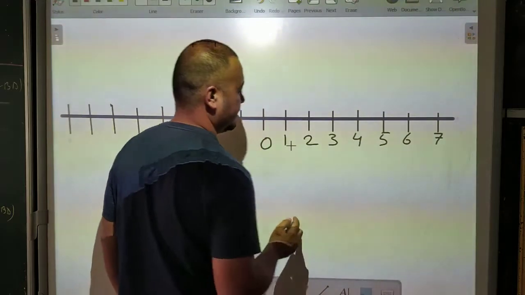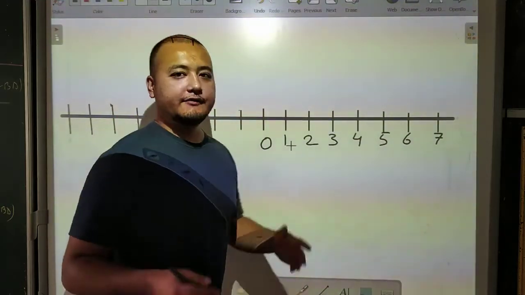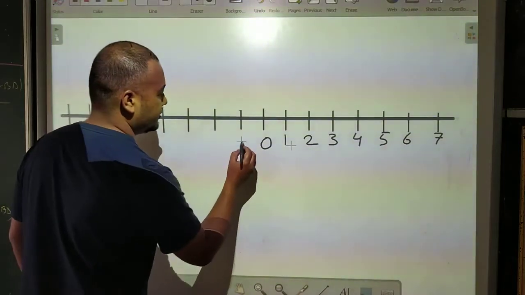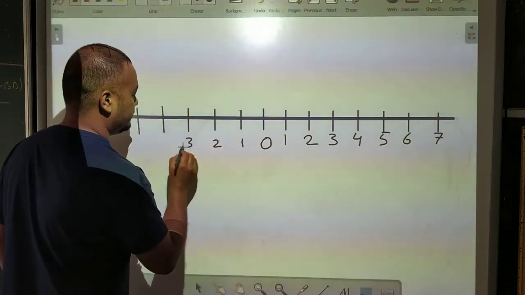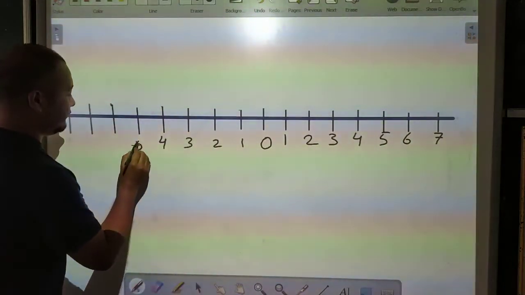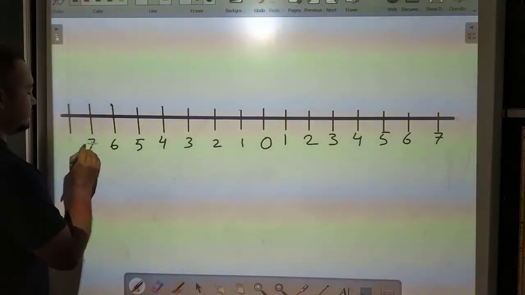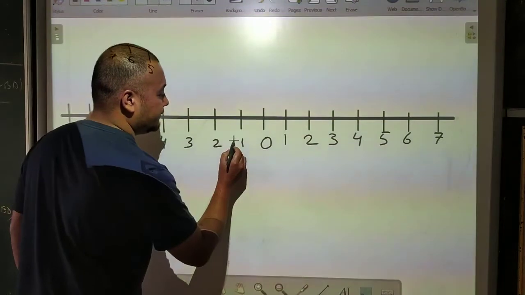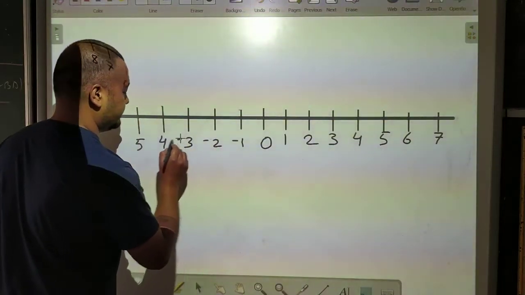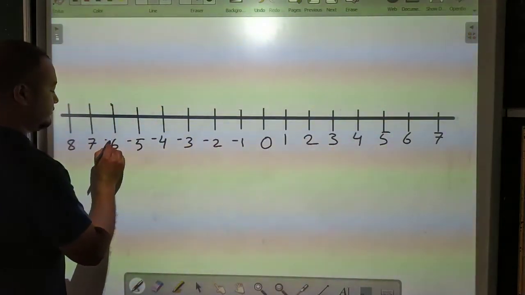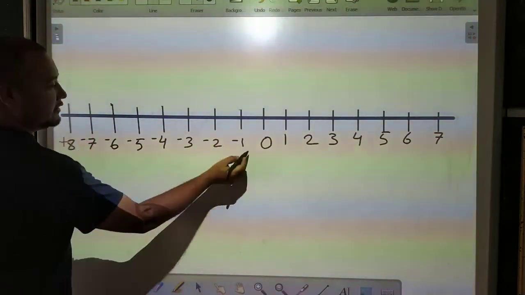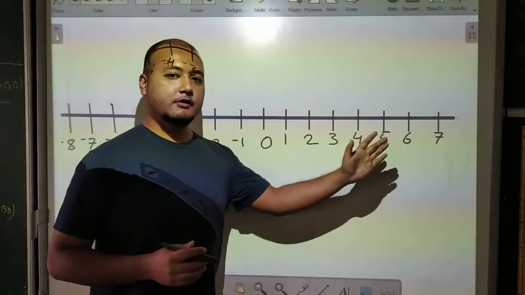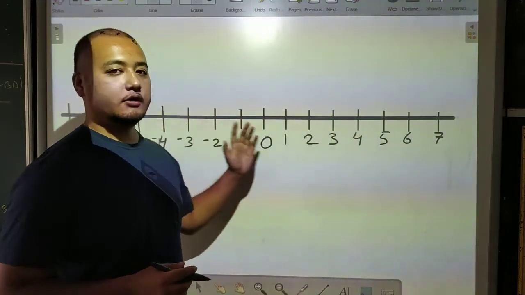move to the right. Now negative numbers, they come on the left side of 0 and it is also 1, 2, 3, 4, 5, 6, 7, 8 and it goes on and on. But the thing is they have a negative sign. So you have minus 1, minus 2, minus 3, minus 4 and so on. So this is how integers are written on a number line.